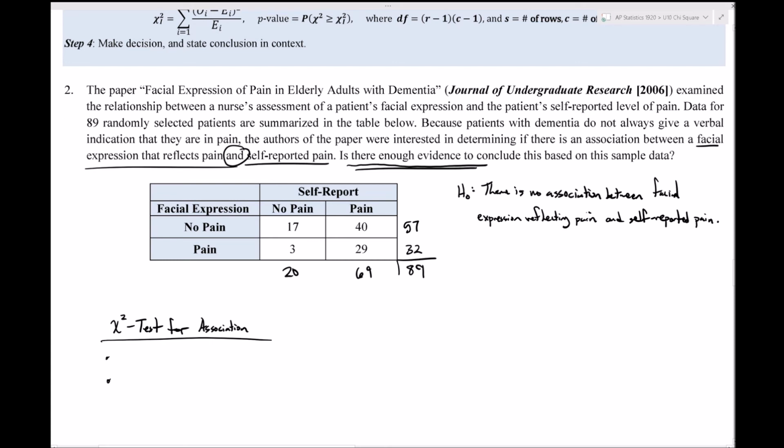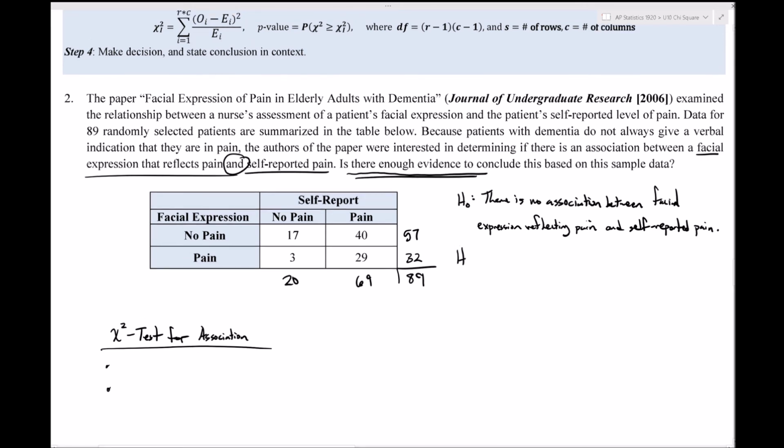So the idea here is if they're not reporting pain, will it show up in their facial expression? Will it look like they are not in pain? Or if they are reporting pain, will it show in their facial expression that they're feeling pain? So that sort of thing. Or could those be completely independent of each other? Which in this case, that's the alternative.